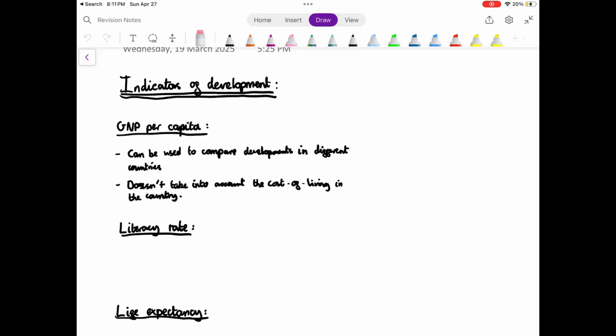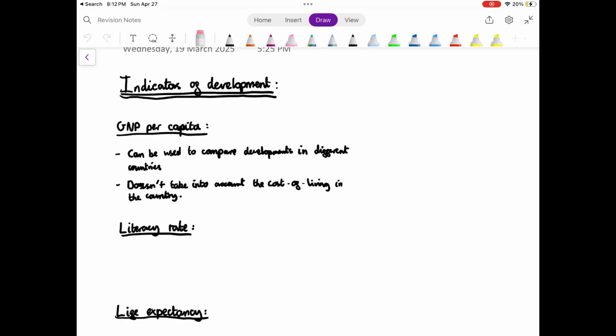But one limitation of using GNP per capita is that it does not take into account the cost of living in the country. In some countries it may be more expensive to live, so a given amount of money might be worth less, but in another country the same amount of money might be worth more.